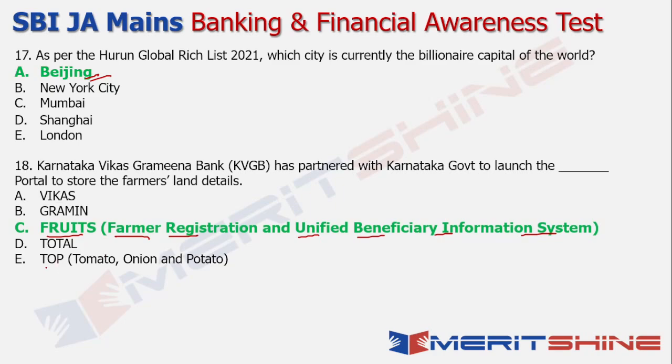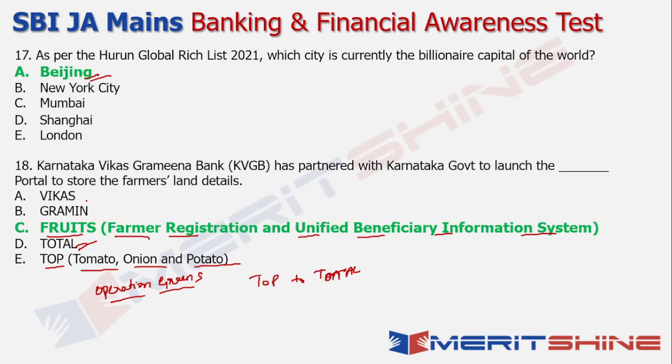Now, the perspective of adding TOP here is that it talks about Operation Greens, which was again an initiative of the government, especially in the context of COVID. The main focus crops were tomato, onion, and potato, and then Operation Greens was eventually extended from TOP to TOTAL, wherein you brought in all the other fruits and vegetables as well. So that is the context.